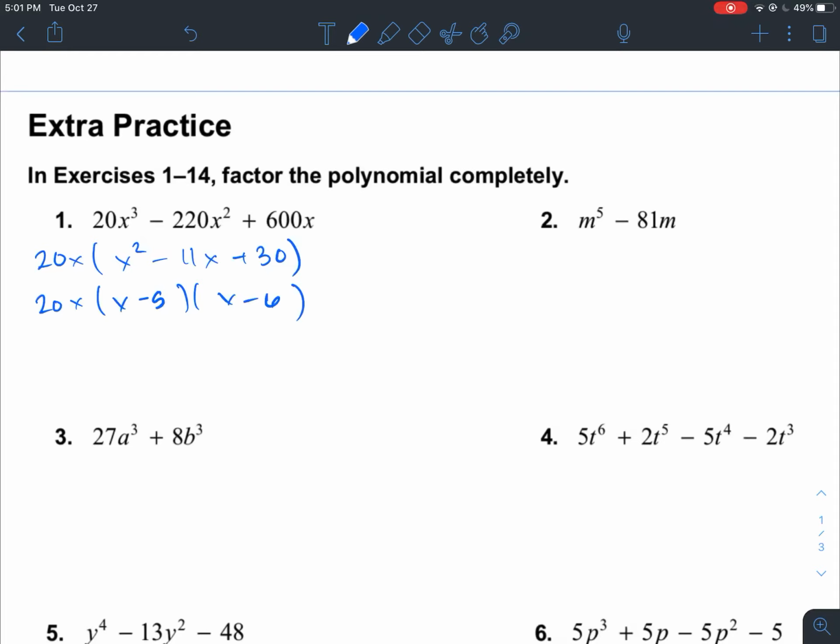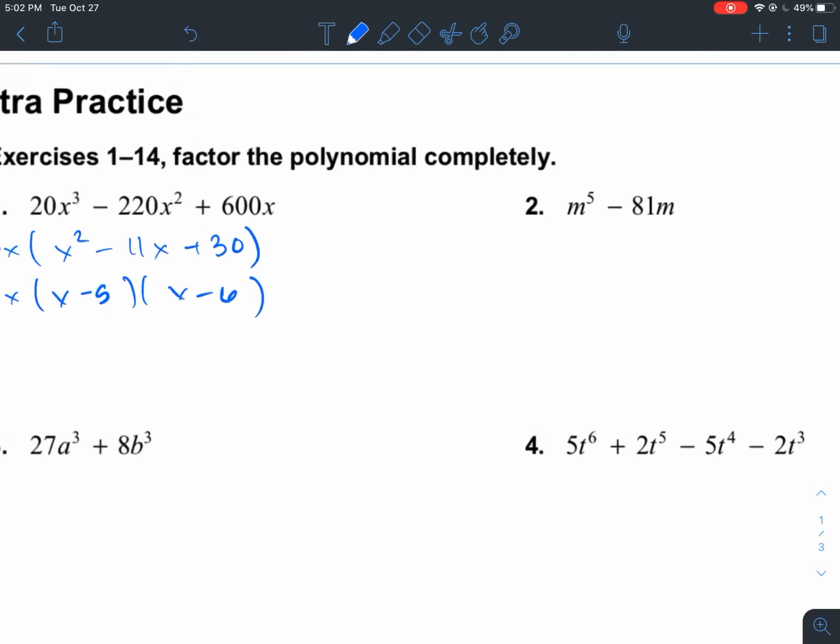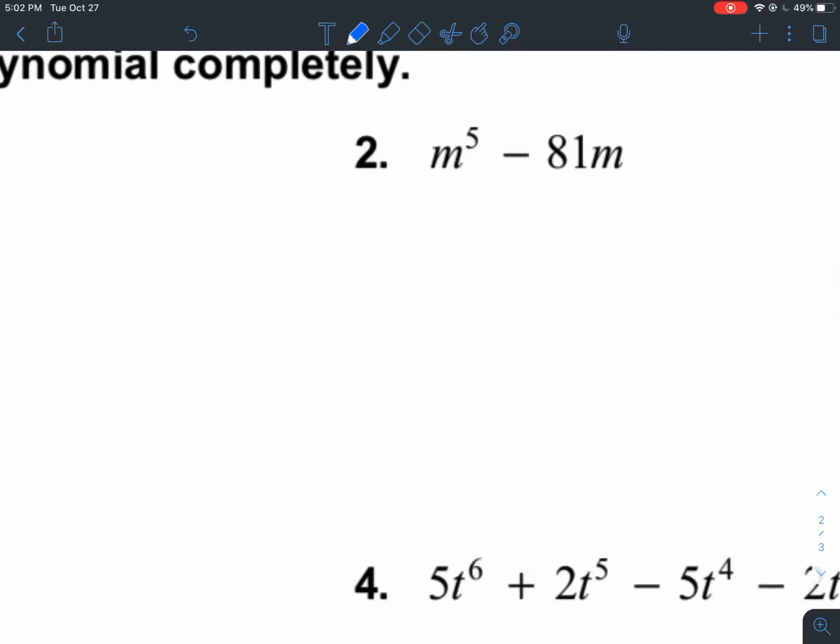For number 2, okay, this one's a little bit more difficult, and we're going to need to look at the patterns that we talked about before. So first thing, again, I notice that I can factor out an m from both of these right here. So I can take out an m, and left behind will be m to the 4th minus 81. Okay?